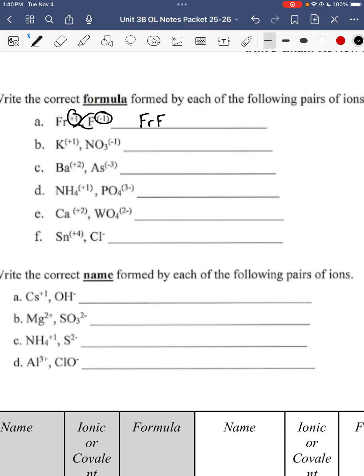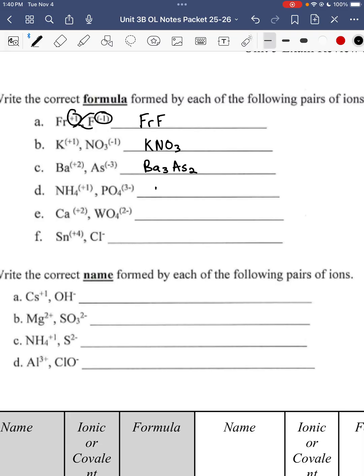Next, I'll do the same thing, turn the charge of potassium into the amount of NO3. So I just get KNO3. Next, one more crossover, I'll have Ba3 AS2 because my charges and amounts swap.